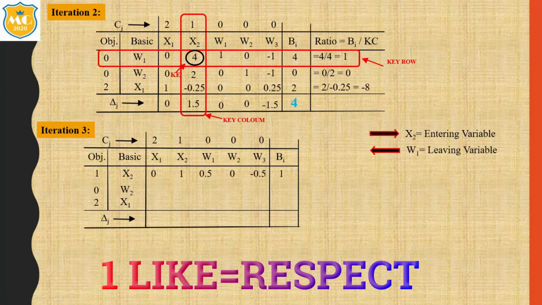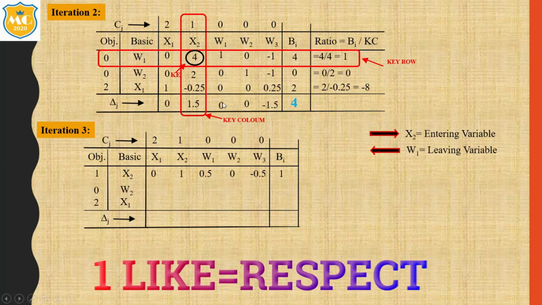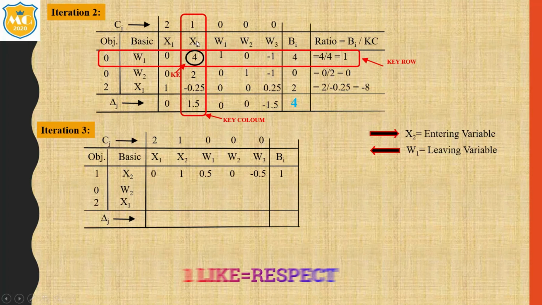Clear? Now we have to apply our shortcut. So here W1 column value 1, 0, 0 and 0. Just copy and paste in the X2 column here. So 1, 0, 0, 0. Next W2. So W2 value 0, 1, 0, 0. Just copy and paste here. Similarly X1 value, just copy and paste here.